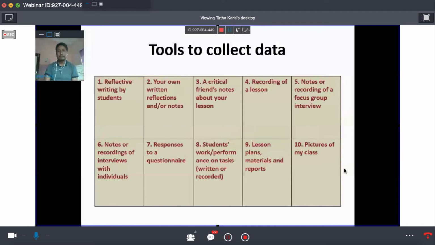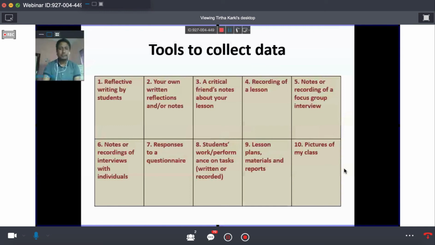to the teachers. Recording of the lesson. That recording can be audio recording or video recording. Notes or recording of focus group interview. Interview can be face-to-face individual with the student, or interview can be in a group, and then either audio recording or video recording or note taking of the interview is also another tool for data collection. And notes or recording of interviews with individuals. It can be with the colleagues or students. And responses to a questionnaire, especially the responses collected from the students.